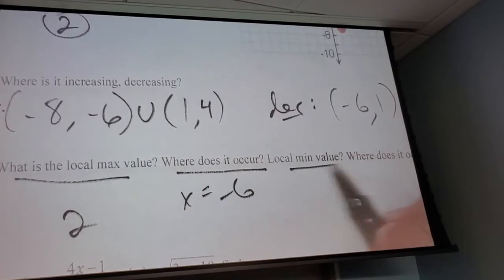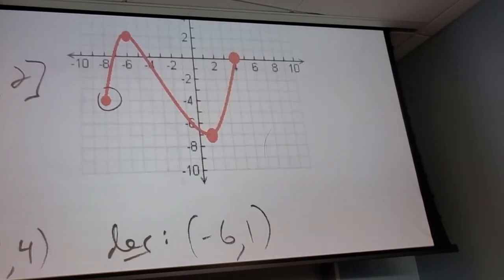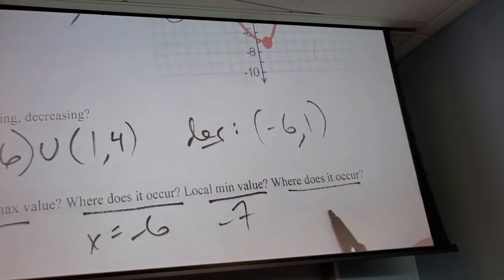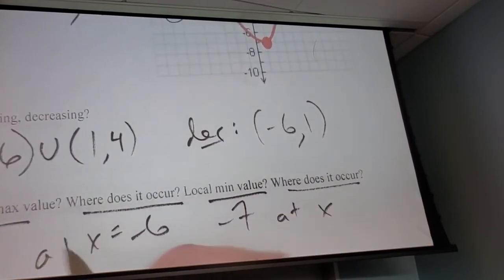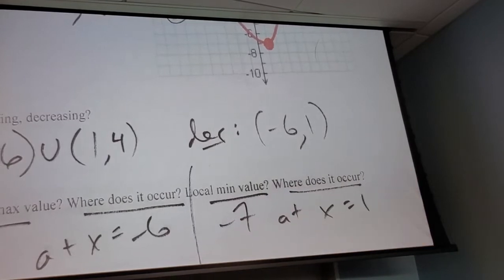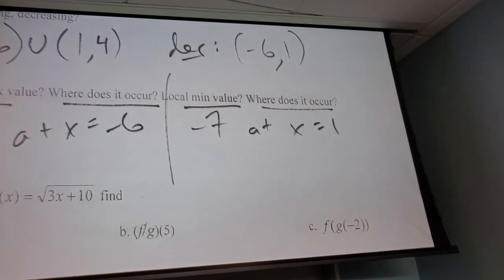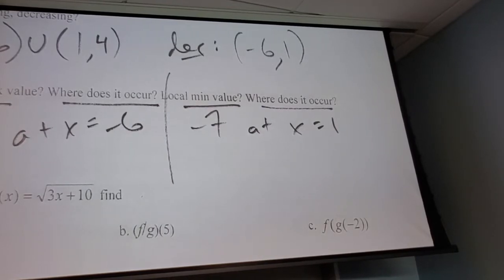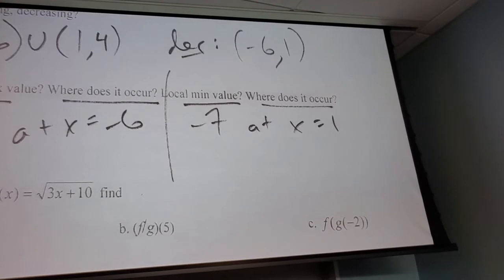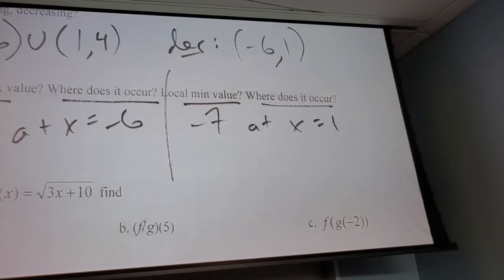So what is the local min value? Negative 7. Where does it occur? At x equals 1. You guys with me? Because that's going to be kind of important. And again, it's just a matter of which thing tells me what. If I say, what are the profits at month 2? That's the output. If I say, where does a profit of this occur? That's an x answer.